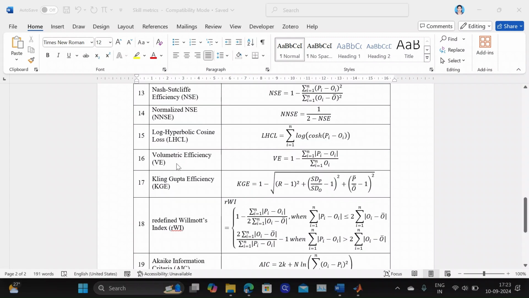Now, volumetric efficiency. The formula is V equals 1 minus summation i equals 1 to n of the absolute value of Pi minus Oi, divided by summation i equals 1 to n of Oi.